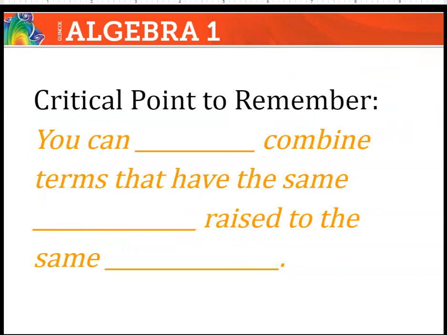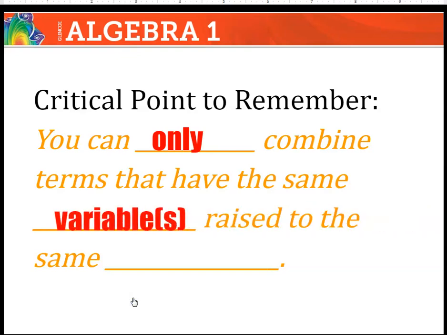Okay, couple last things to remember. Here are some big points to remember. These are the critical points. You can only combine terms that have the same variable or variables raised to the same power. You've got to have the same power. If not, you're combining things that should not be combined.